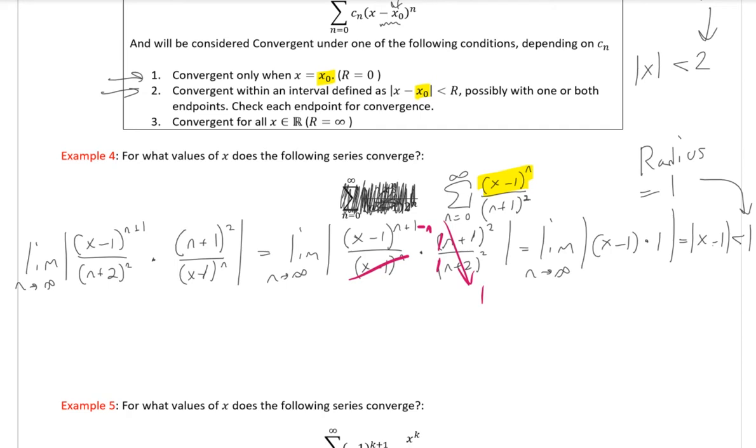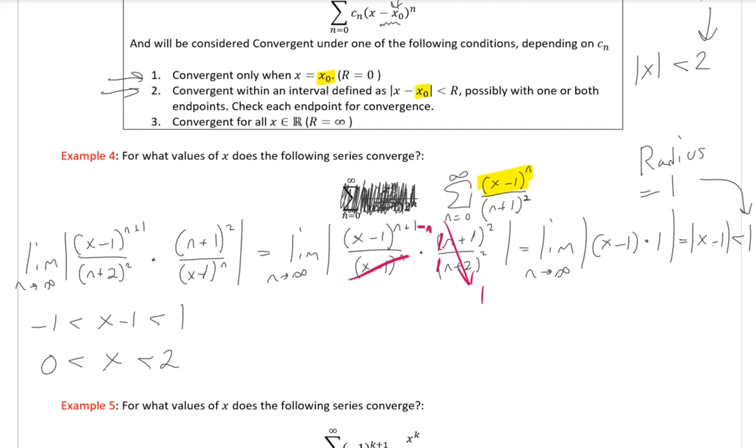If we want to find the interval itself, we can solve for x by saying, all right, well, absolute value of x minus 1 less than 1. That means x minus 1 is between negative 1 and 1. And if we add 1 to all sides, we get 0 less than x less than 2. Note that the radius is still 1. It's centered at the value of x equals 1, and it goes up 1 and down 1. So the radius itself is also 1. There's no change on that.